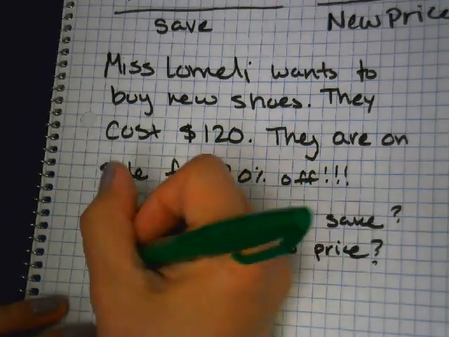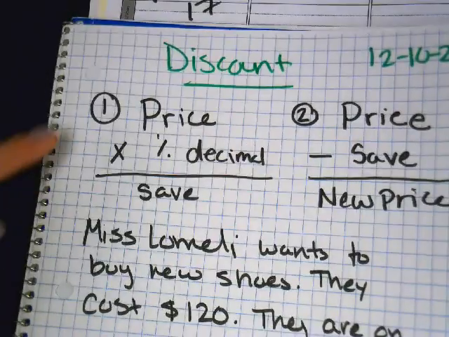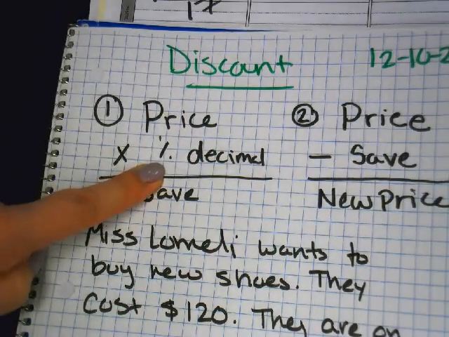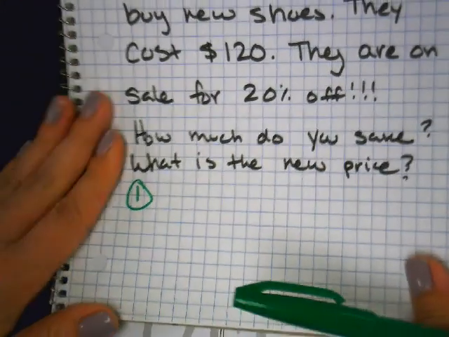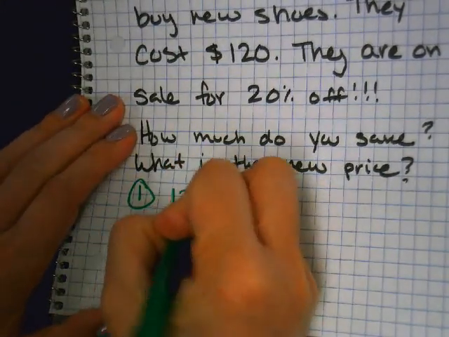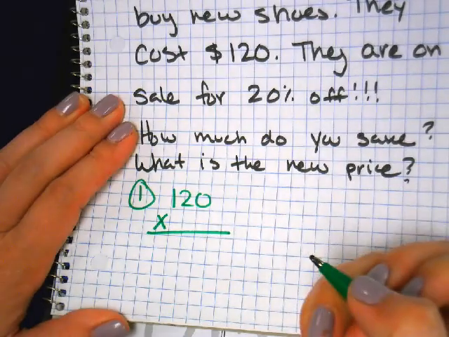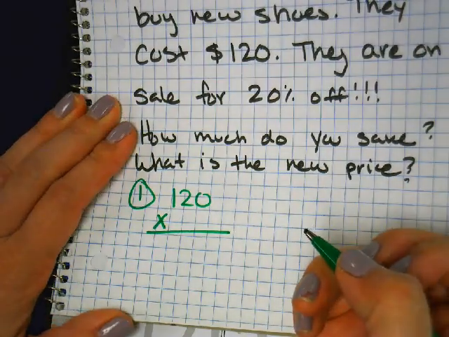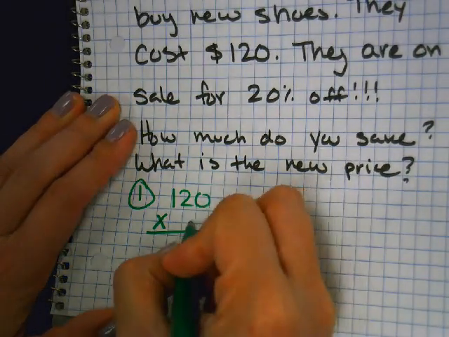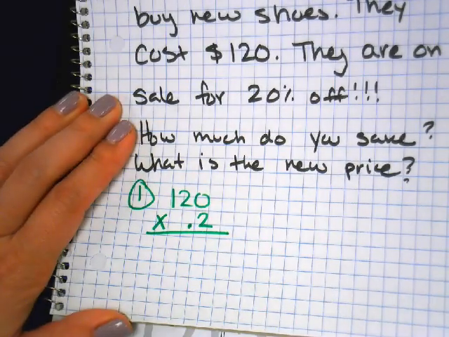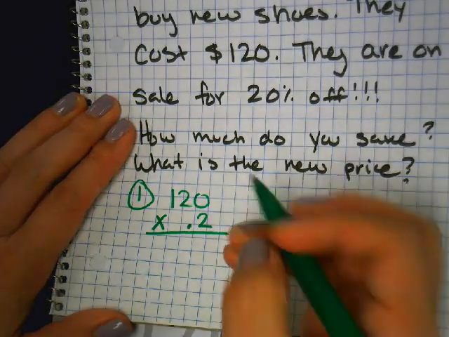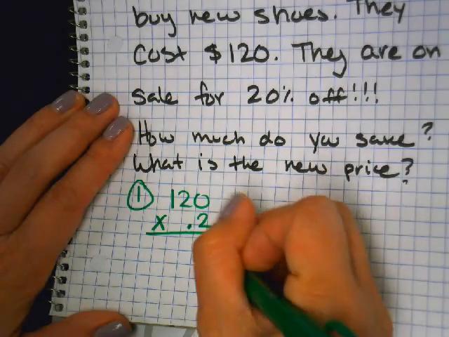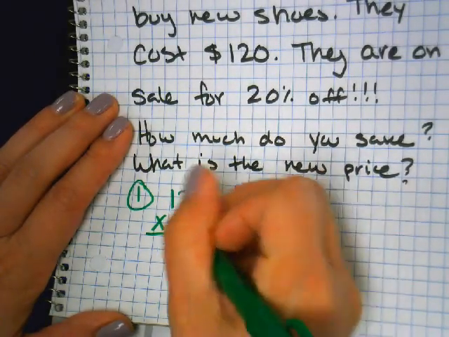First step is to take your price and multiply it by your percent. This will tell you how much you save. So my price is 120. We're going to multiply it by 20%. What is 20% written as a decimal? 0.2. Okay, so 0.2. Do I need extra zeros on the front or the back? Nope. So let's multiply it. 2 times 0 is 0. 2 times 2 is 4. 2 times 1 is 2.